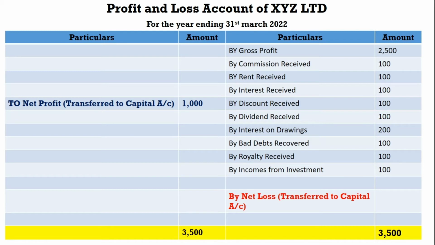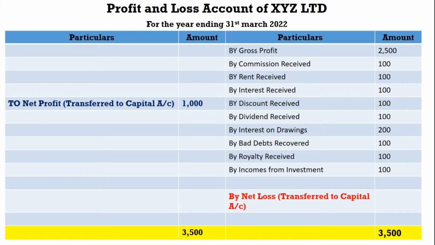Interest received: we deposit an amount in the bank, like a fixed deposit, and we receive interest from the bank. That is interest received, correct? Discount received: the same thing. When we give a discount to customers, likewise we receive a discount from the suppliers. That is called discount received.